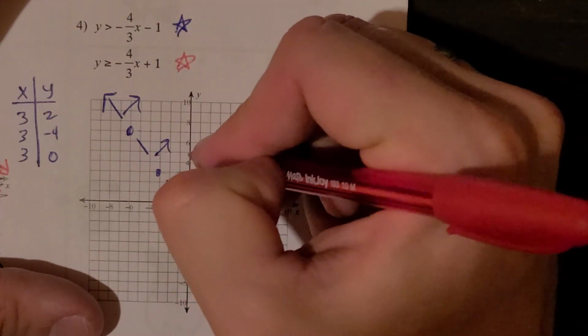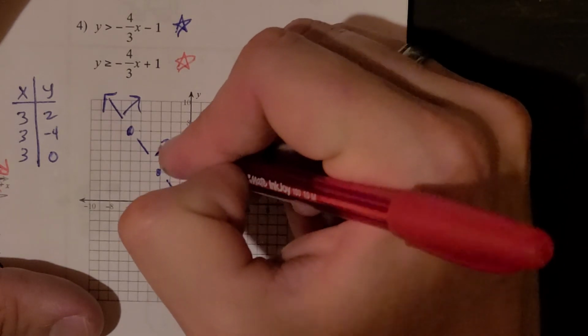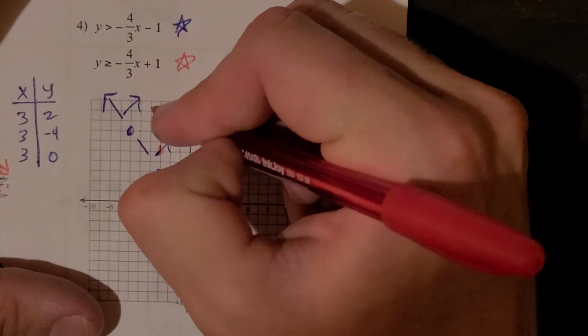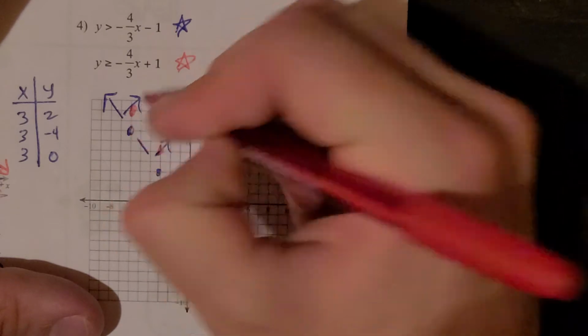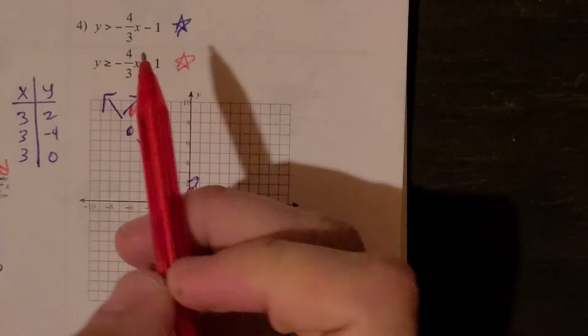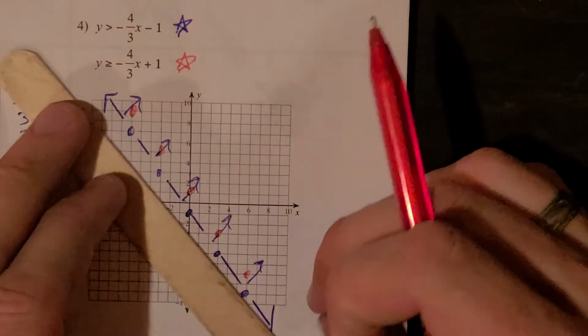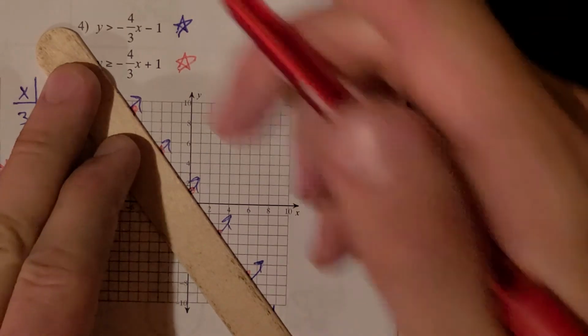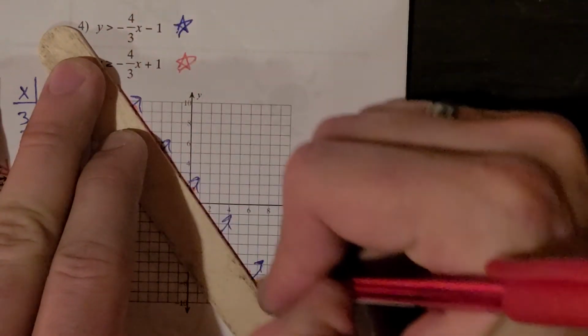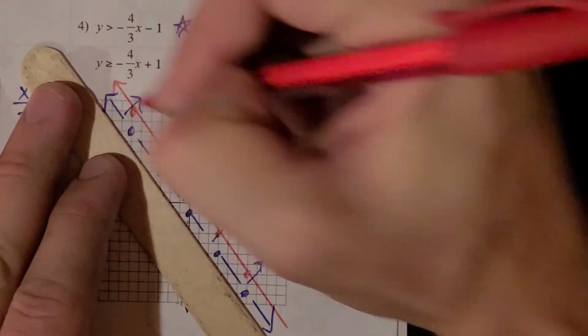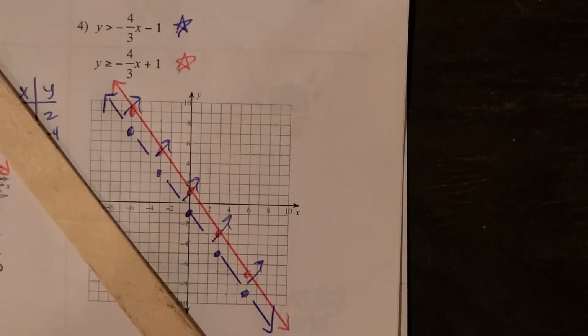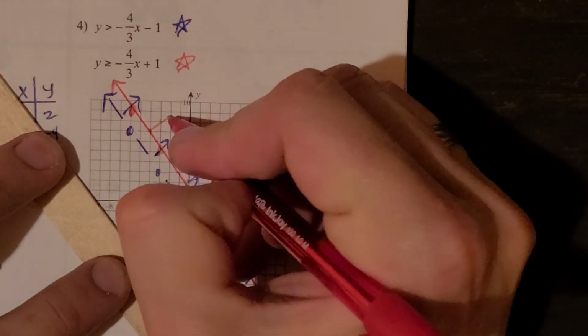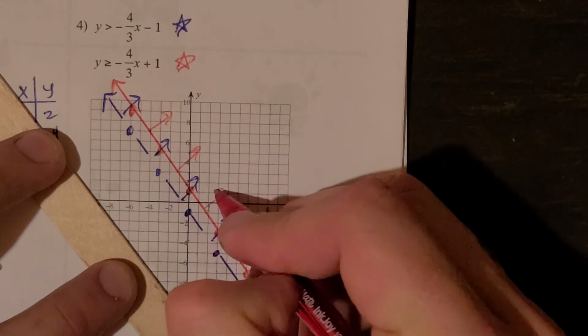Up 1, 2, 3, 4. Left 1, 2, 3. Up 1, 2, 3, 4. Left 1, 2, 3. This one's going to be a solid line. And you may already see something that's a little weird here. And then since it says greater than, I would shade above.